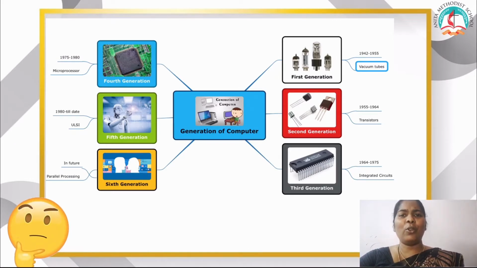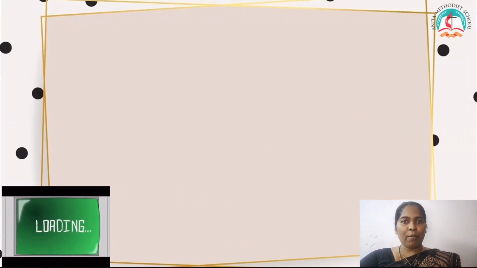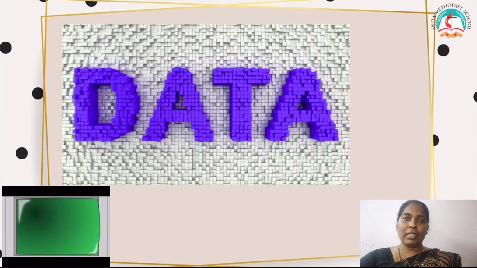Today we are going to learn about what is data, what is information, and how does the computer work, like what are the processes that happen in the computer. First we will see what is data. Data is raw facts. That is, it does not give any meaningful information to the user.